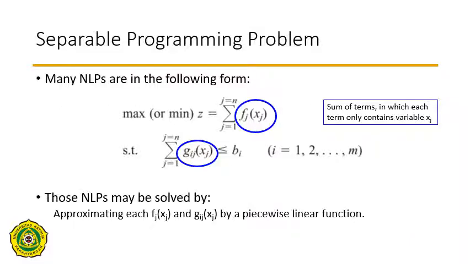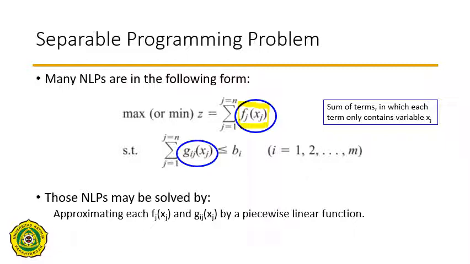So what is a separable programming problem? It is a nonlinear programming problem which has this kind of form. In the objective function, you may separate the function into the sum of terms that involve one variable only. So you can separate the objective function into terms that only involve x1, only involve x2, only involve x3, and so on.